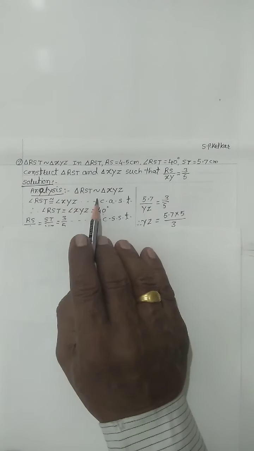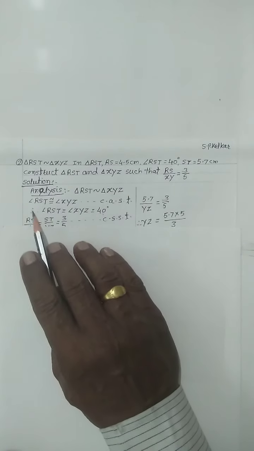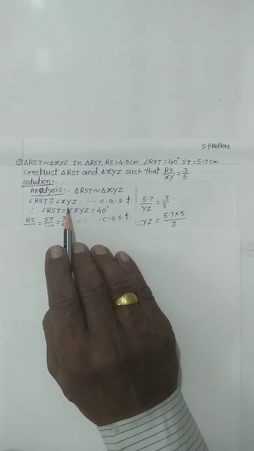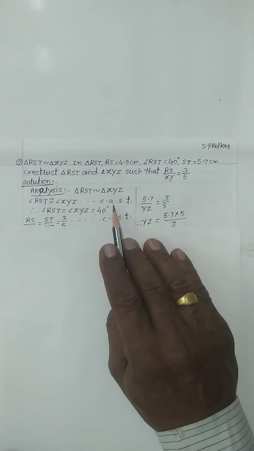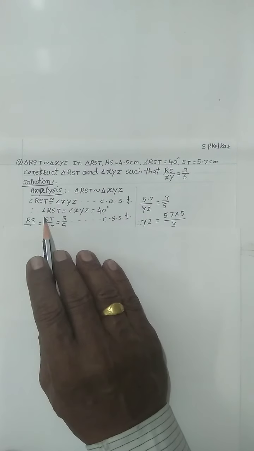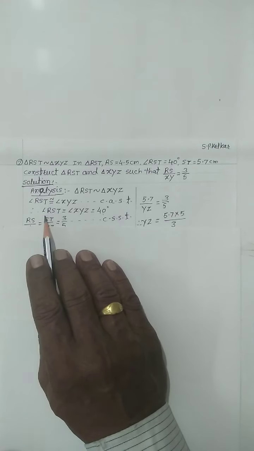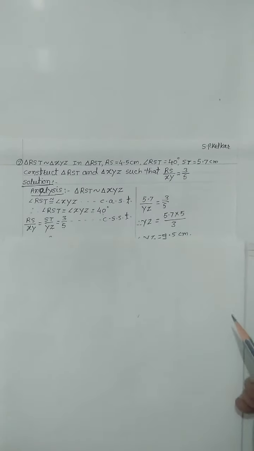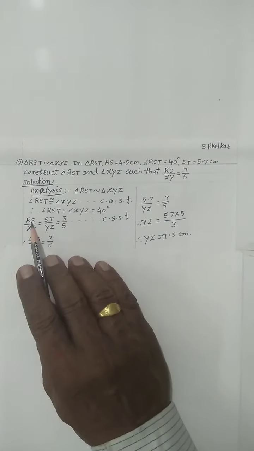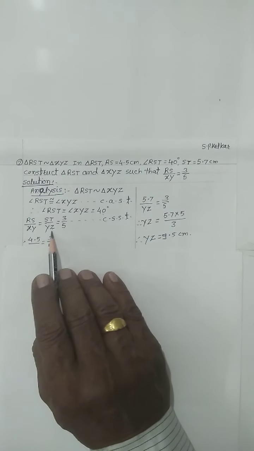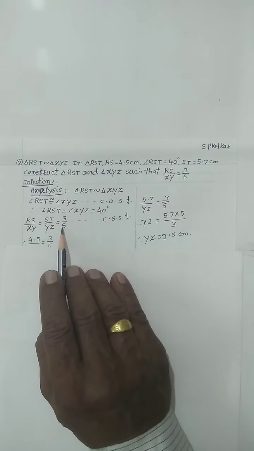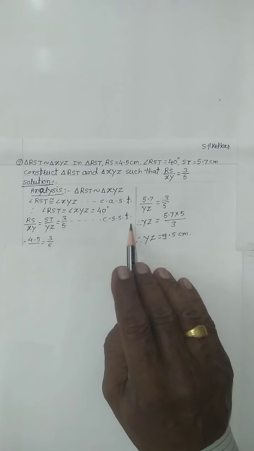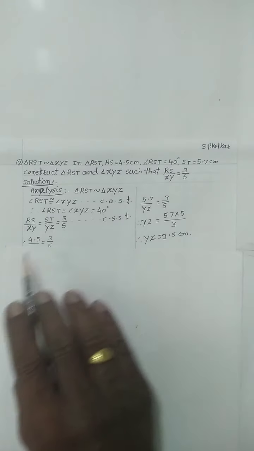In solution, triangle RST similar triangle XYZ. So we can write down angle RST congruent angle XYZ. These two angles are the corresponding angles of a similar triangle. Then measure of these two angles equal to same. Angle RST equal to angle XYZ, that is the 40 degree. Then write down the ratio of the sides. RS divided by XY equal to ST divided by YZ equal to 3 divided by 5. These sides are corresponding sides of similar triangle, so the ratios are same.